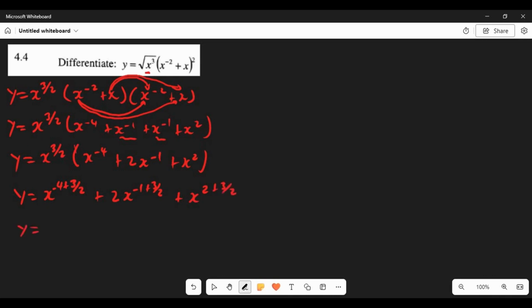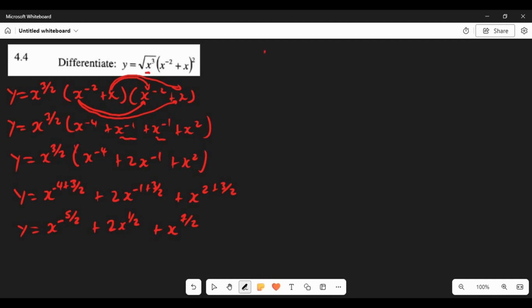Alright, so we simplify this. This one here is going to give us x to the power of negative 5 over 2. Plus, this one here is going to give us 2x to the power of 1 over 2. And then the last one here is going to give us x to the power of 7 over 2. So basically, this is what you're going to have here.